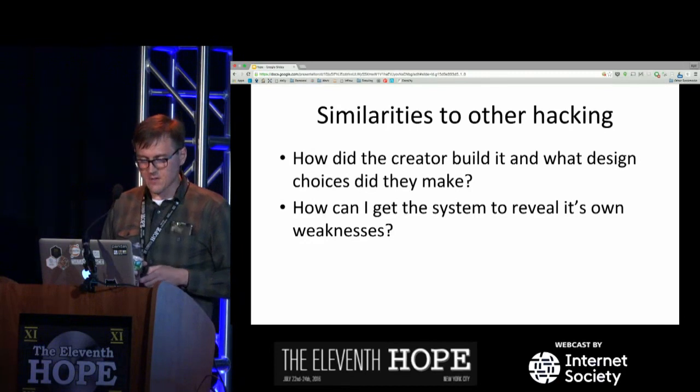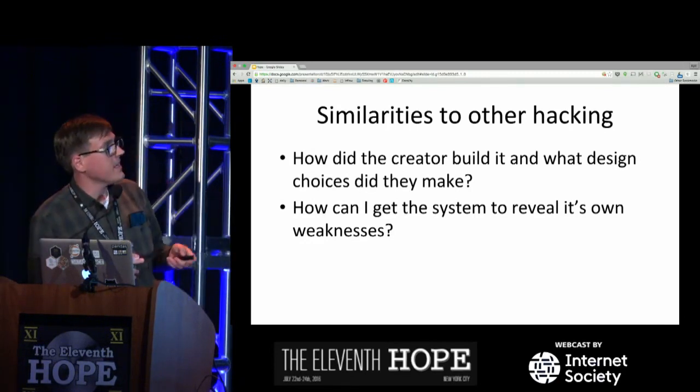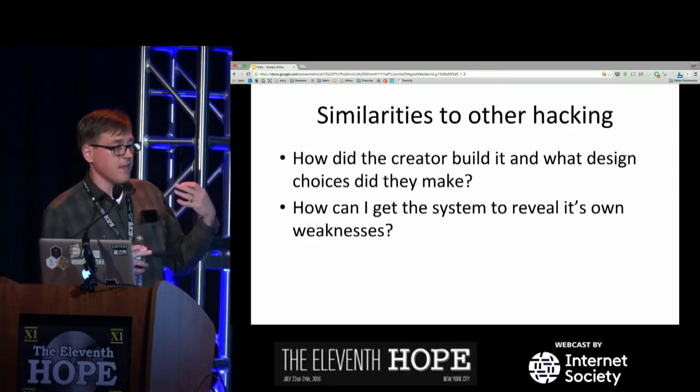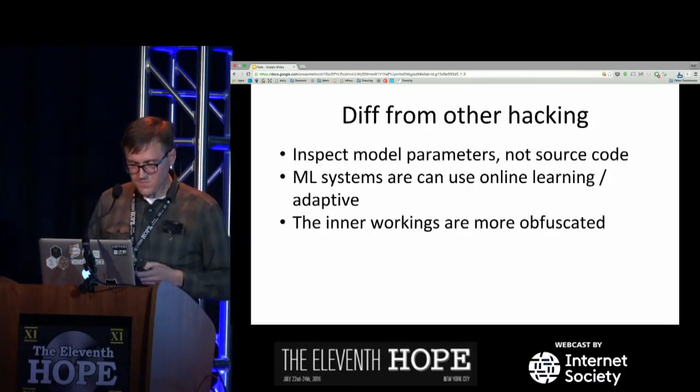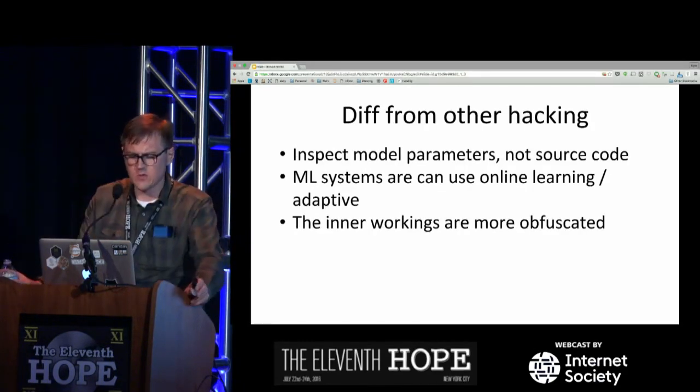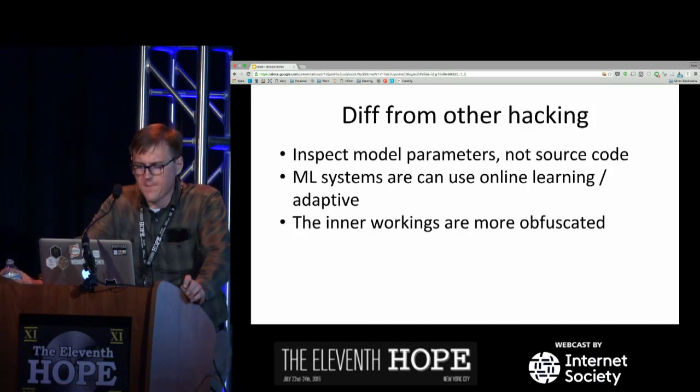So other similarities, I would say, is that ultimately we're asking, how did the creator build the system? What design choices did they make? And then thinking through what those might mean about the way the system operates, and how can we get the system to reveal its own weaknesses? So differences from other things we would typically consider hacking.